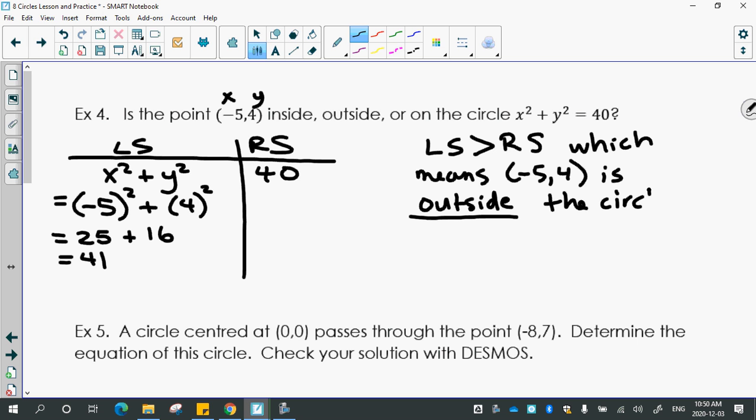So if you got them to be the same, it's on the circle. Left side bigger, it's outside, and left side smaller, it's inside. Okay? You're comparing. And remember, this is greater than. And this is less than.